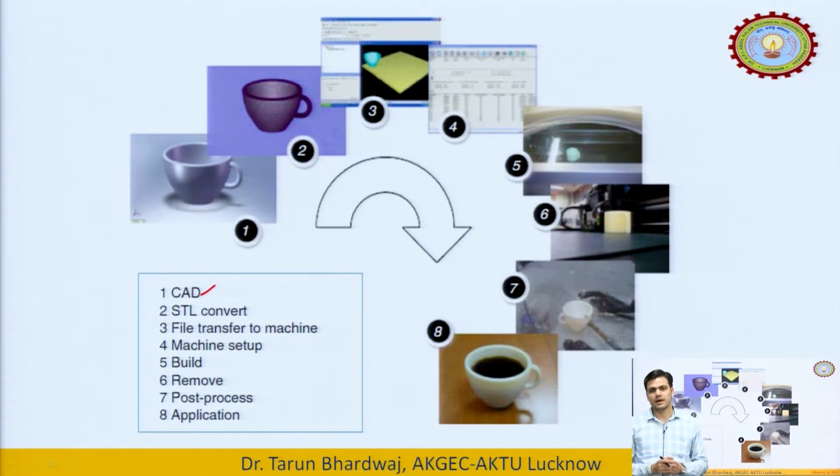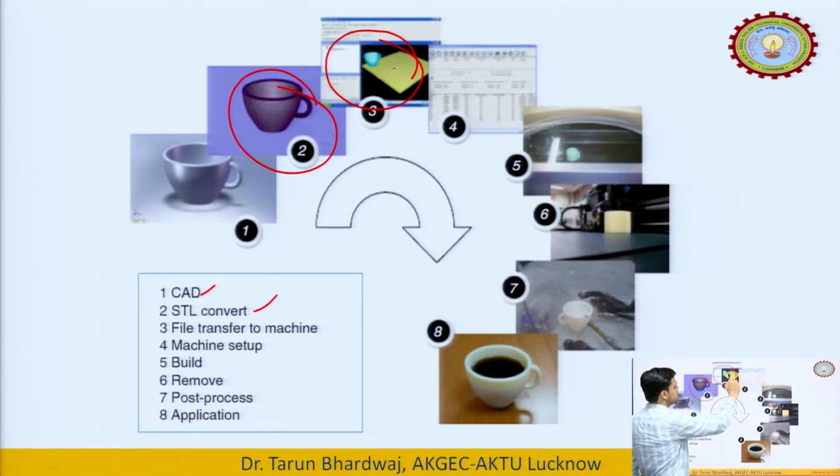After getting that CAD data, you have to convert it into the STL file. I will tell you in the next slide what this STL is. Then this file will be transferred to the machine. As you can see, this is the machine. It is showing in the computer how your product is being manufactured.